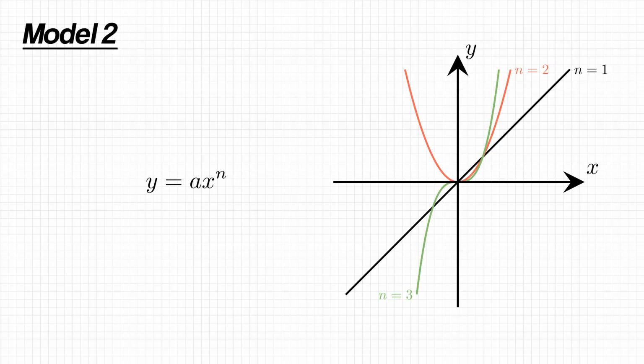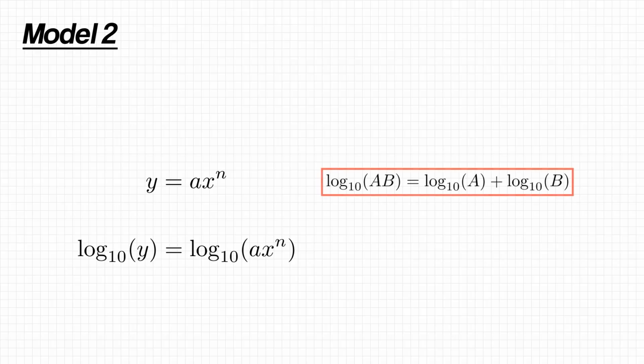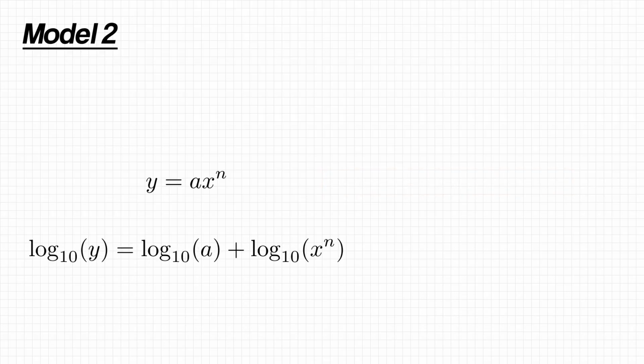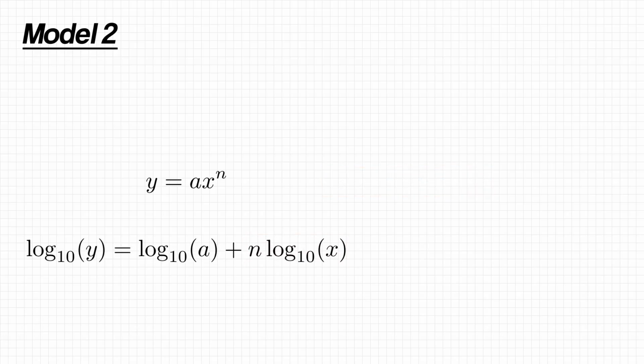To plot this relationship on axes that will produce a straight line, we follow the same procedure we used for the first model. First, take logs of both sides, split up the log on the right-hand side, and bring down the power on the second log on the right side. To make this easier to interpret, let's reorder the terms again as well.